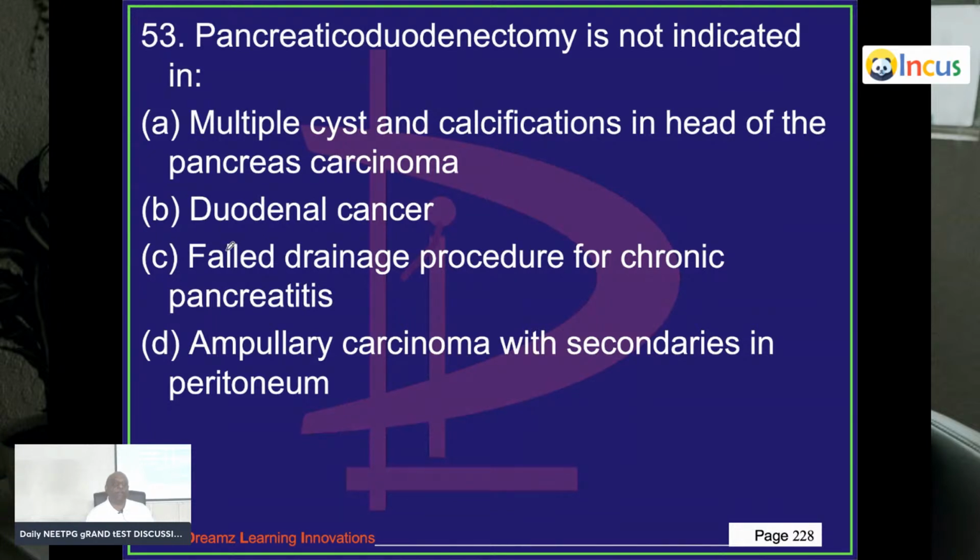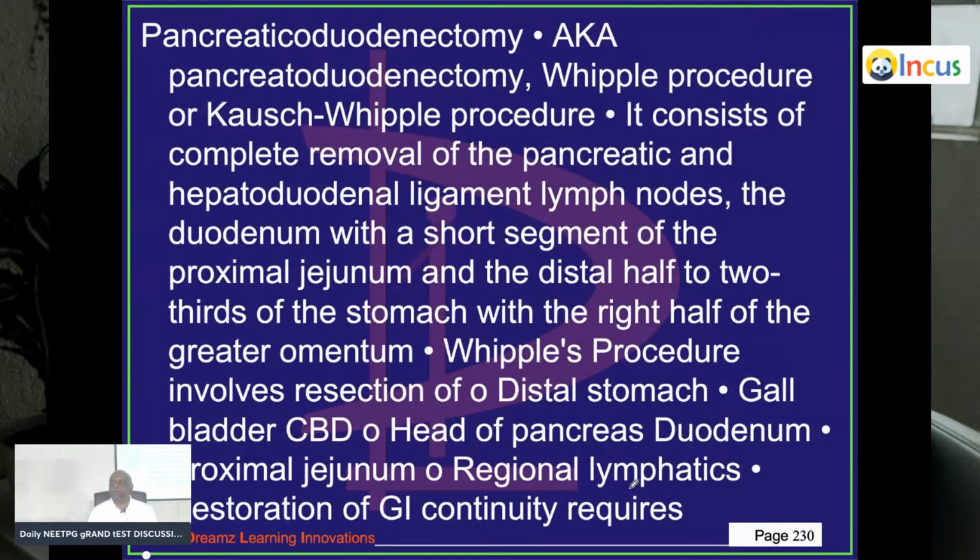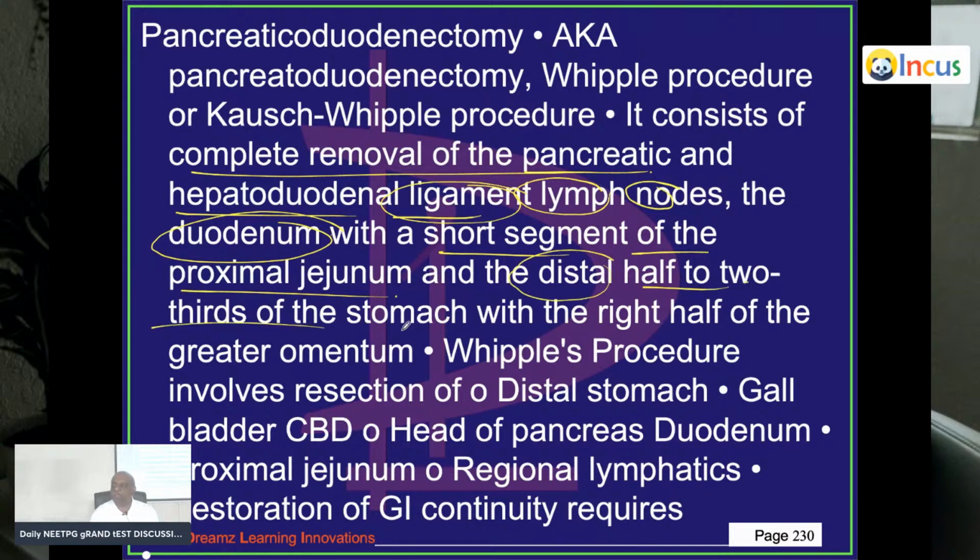Pancreaticoduodenectomy, इसको क्या सर्जरी बोलते बेटा? Whipple's. सो Whipple में क्या क्या निकाल दोगे? Complete removal of pancreatic duct, pancreatic and hepatoduodenal ligament lymph nodes. You will also remove the duodenum with a short segment of the proximal jejunum and the distal half to 2/3 of the stomach. Stomach को काट लेते, duodenum को काटोगे, and the right half of the greater omentum also. Understand? So that is called Kausch-Whipple's procedure or Whipple's procedure simply.